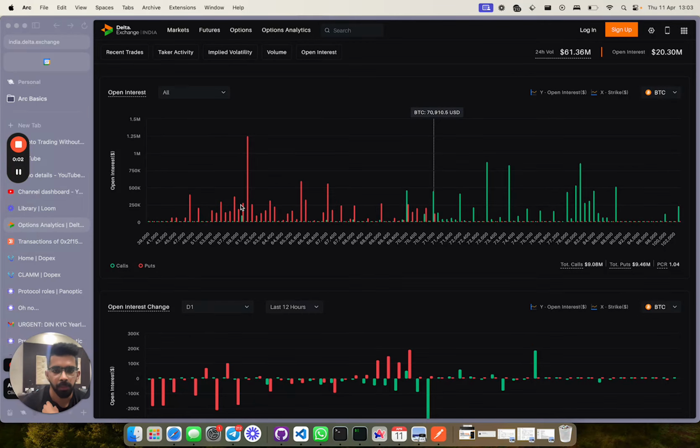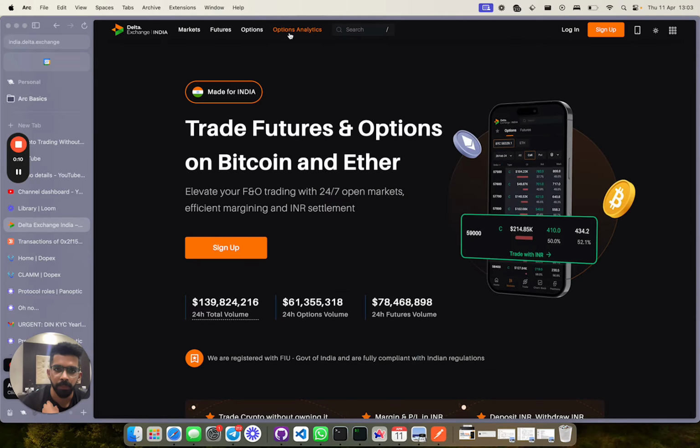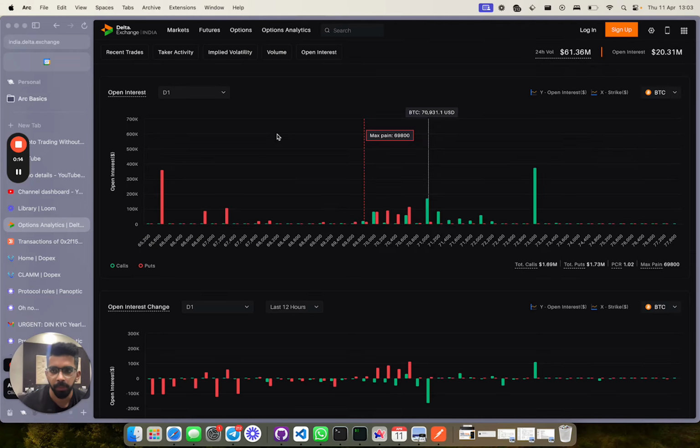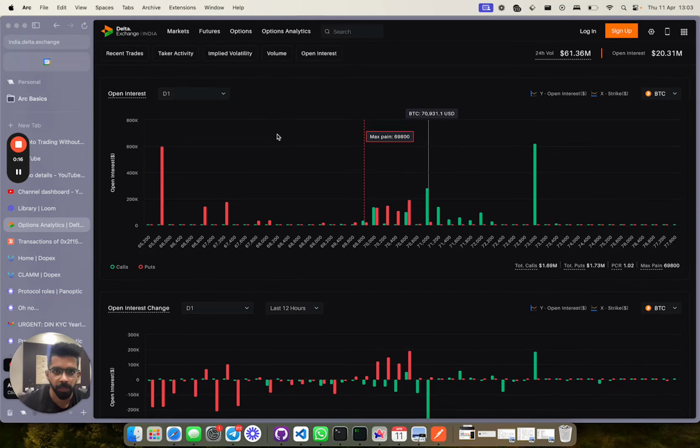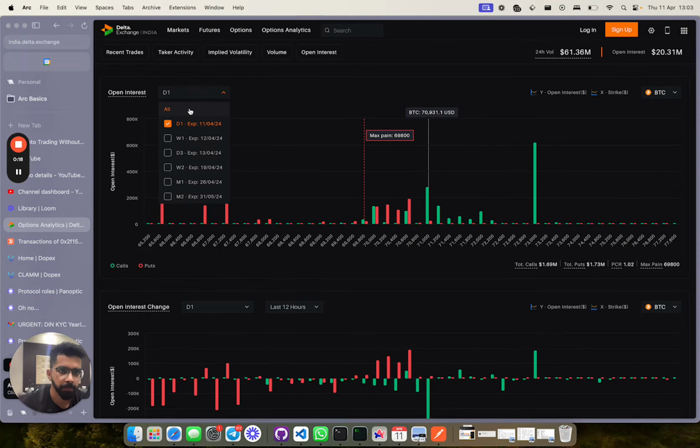A lot of you have been asking us about the options analytics page on Delta Exchange India, and it is finally live. So how do you reach this page? From the home page, just click on options analytics in the top bar and you will be taken to this page. Let me go through the features on this page for you very quickly.